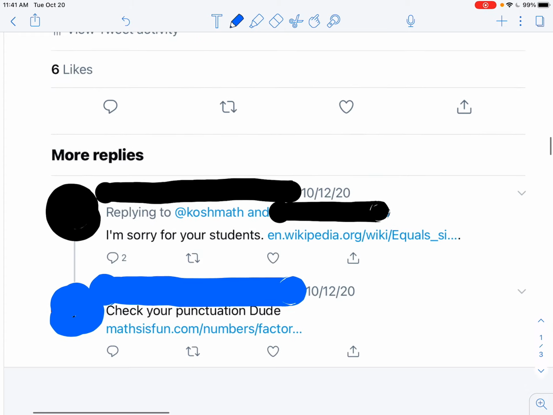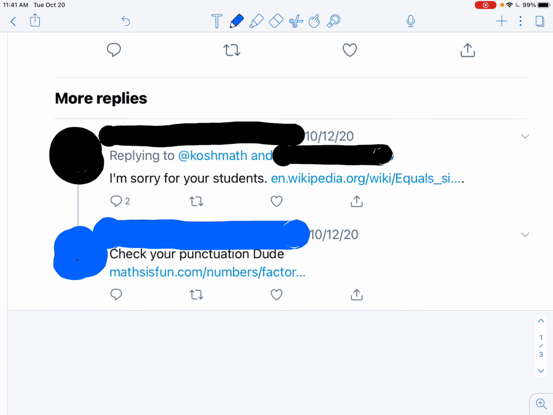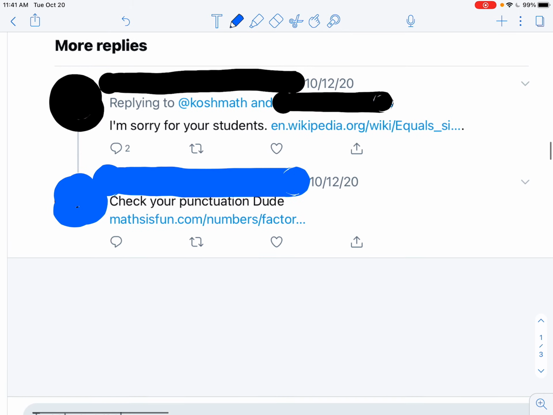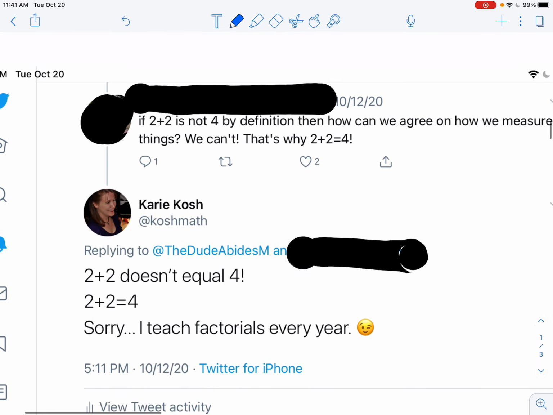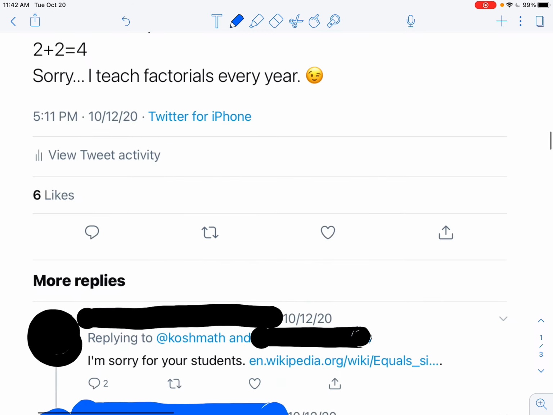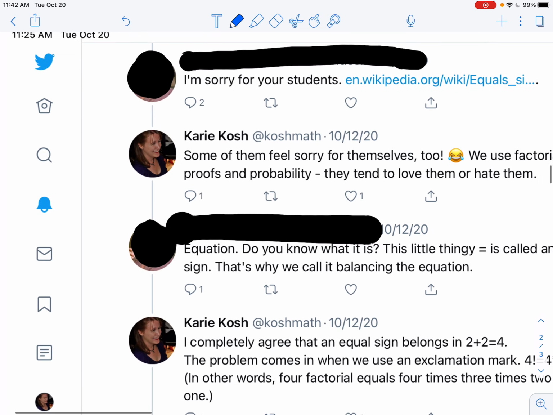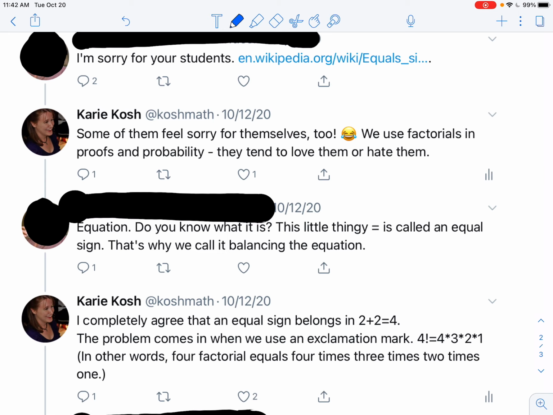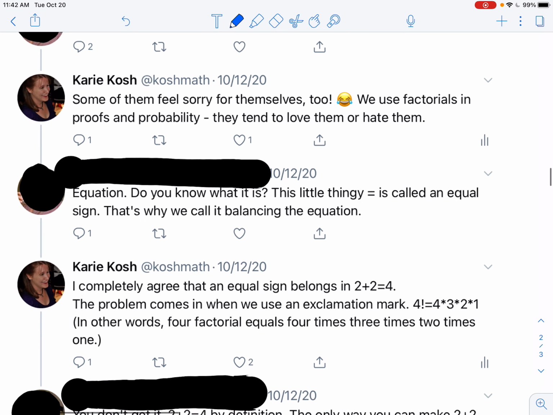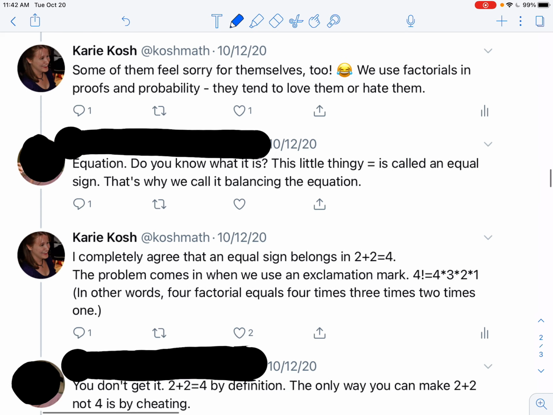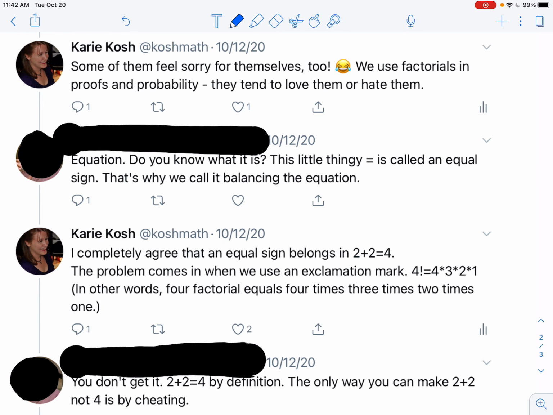I failed, apparently. So then this guy says, I feel sorry for your students. Somebody else jumps in and says, check your punctuation. I tried to keep the colors so that you can see where it's different people. Really, I agree with everything he said, except he can't put this 4 exclamation. So I said, some of them feel sorry for themselves too. We use factorials in proofs and probability. They tend to love them or hate them. So that's you guys that I'm talking about. And then he jumps in again: do you know what this little thingy, equal, is called? It's an equal sign. That's why we do it, because it's balancing the equation, which actually isn't balancing the equation in chemistry, but whatever.